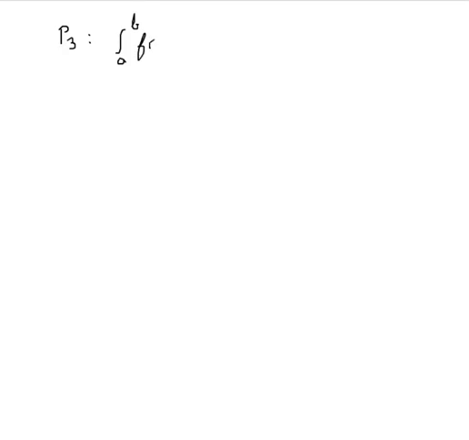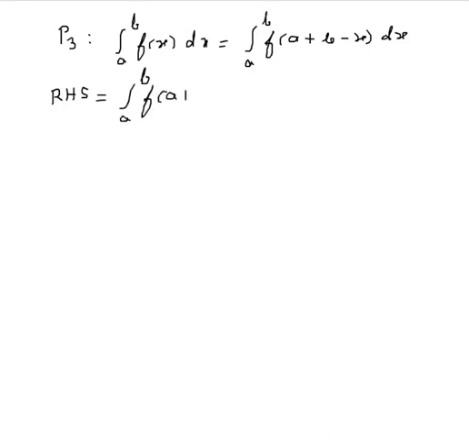Integral a to b f of x dx is equal to integral a to b f of a plus b minus x dx. Let us take the right hand side. Integral a to b f of a plus b minus x dx. This can be easily proved by substitution, by substituting a plus b minus x as t. Let us differentiate. a and b are constants. So differential of minus x is minus dx equal to dt.